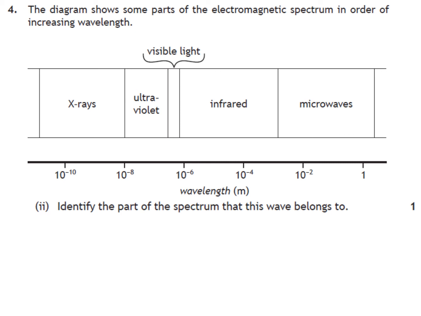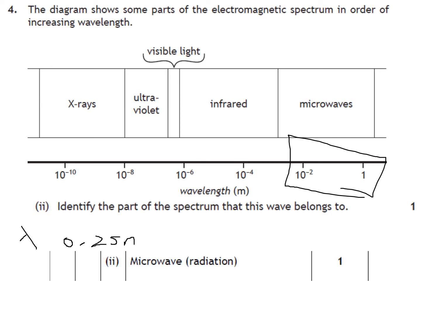Okay, final part of our question, which is the diagram shows some parts of the electromagnetic spectrum in order of increasing wavelength. Identify the part of the spectrum that this wave belongs to. Now, the wave it's talking about is the one that we've just done in the previous question, and the wavelength was 0.25 meters. So which part of the spectrum does this wavelength actually belong to? Well, it can't be X-rays because that's times 10 to the minus 10, so it's really on this end of the scale, and in fact, the answer is that it is part of the microwave part of the electromagnetic spectrum. So microwave radiation, and that's that for this lesson.